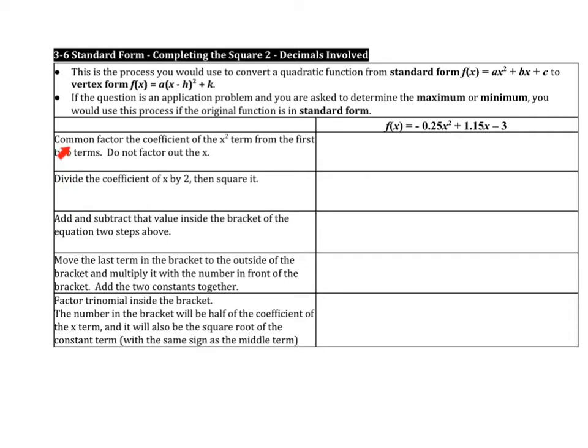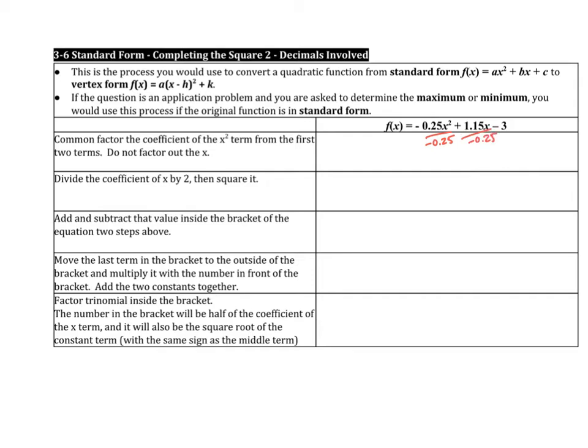The first step is to, again, common factor the coefficient, so just the number, the coefficient of the x squared term from the first two terms. Don't factor out the x. So the coefficient is negative 0.25. Don't factor out the x, so you're just going to factor out the negative 0.25 from the first two terms. When you're common factoring, remember what you're actually doing is just dividing by negative 0.25.